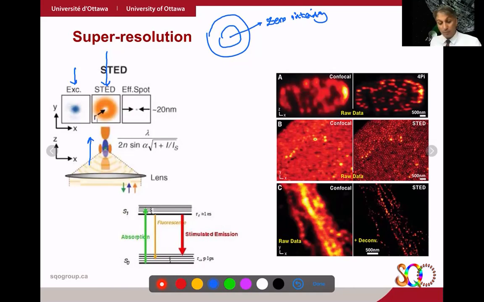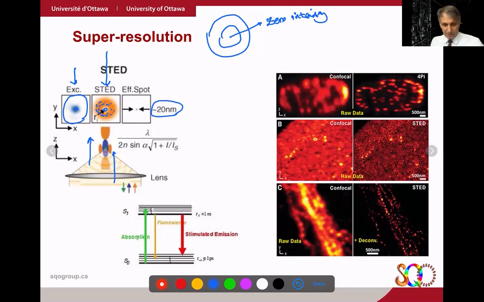You will go with the STED beam, which is the donut beam, and you will excite the sample. So wherever you have intensity, the dye will be depleted. And if you go with the excitation field, which is superimposed with the donut beam, then only from the region where the STED beam doesn't have intensity will you get the images. So you will get signal only from the point where you have zero intensity. And the resolution that you will get, for example, if you use a 533 nanometer wavelength, is about 20 nanometers, which is way, way below the Rayleigh criterion.